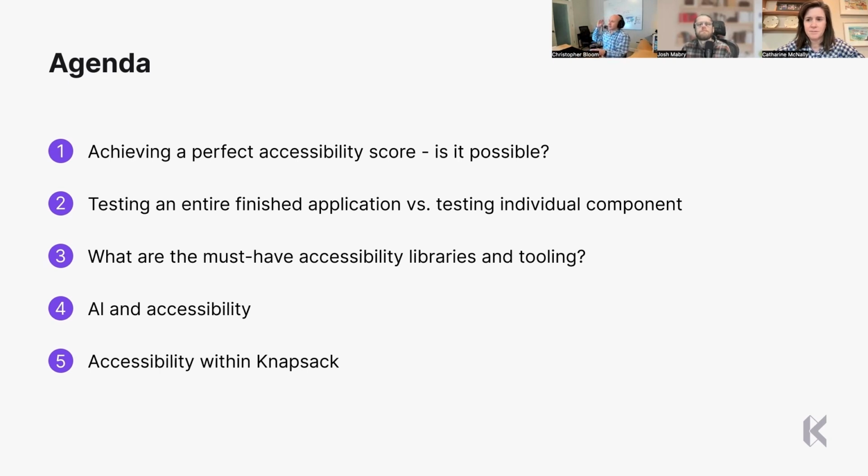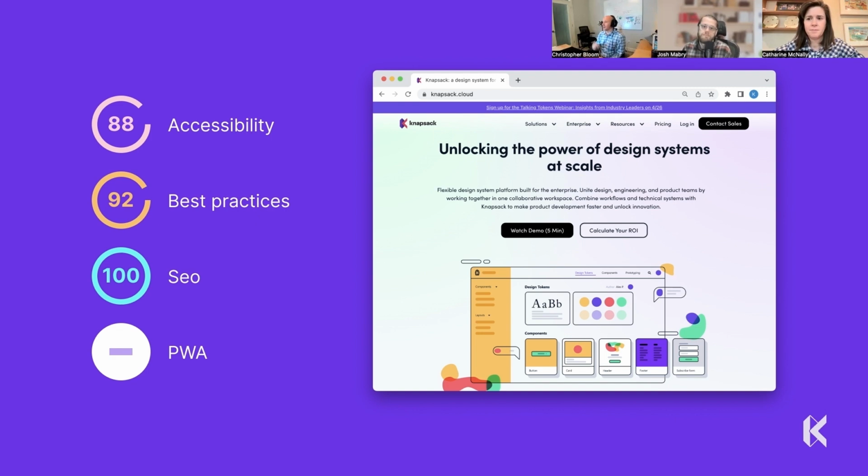So these are the high points that we're going to go through really quick. Accessibility scores, what that means. Can we hit a perfect one? The age-old conversation around individual testing versus overall application testing. We'll talk a little bit about some libraries that are out there that are good and you should use. Everybody's talking AI right now. Let's see what AI can do, but also some caveats around AI and accessibility. And we'll talk a little bit about how Knapsack helps us do testing and verification of accessibility within Knapsack. All right, next slide.